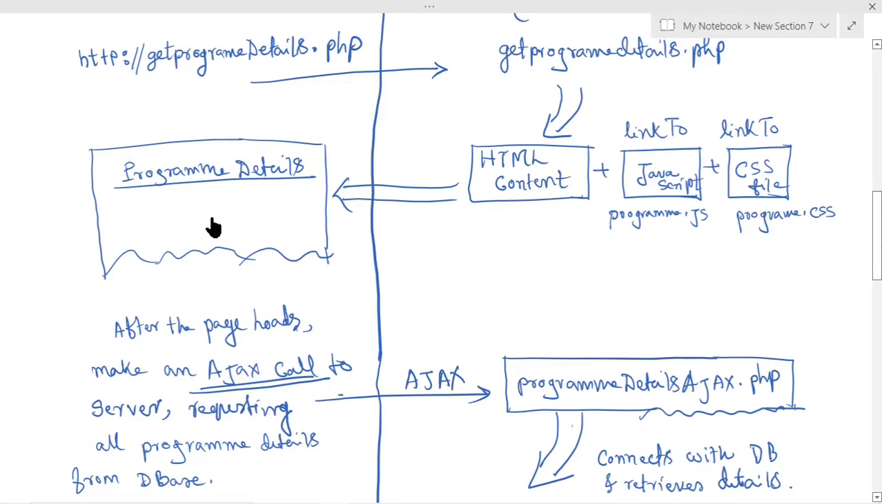Instead, what we will do is write the code inside this specific JavaScript file. Let's call it getProgramDetails.js.